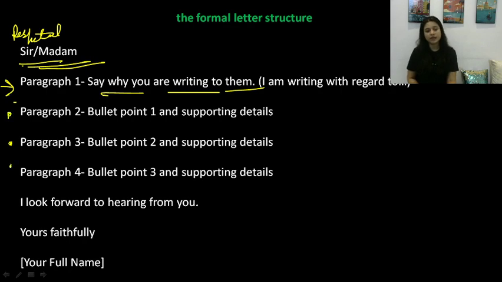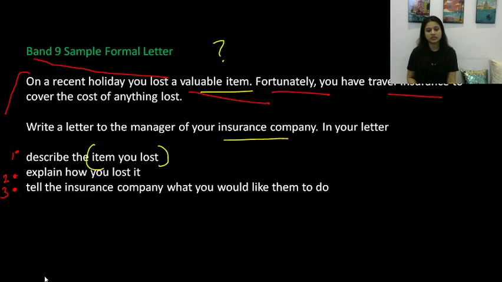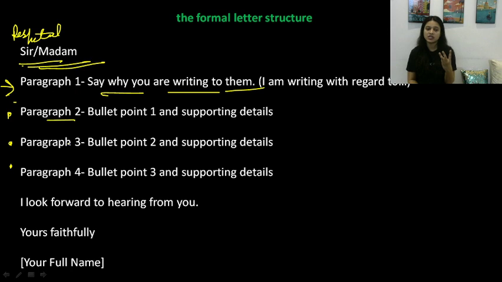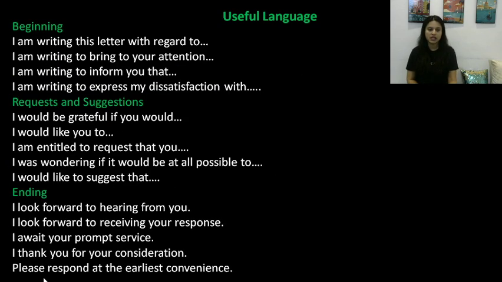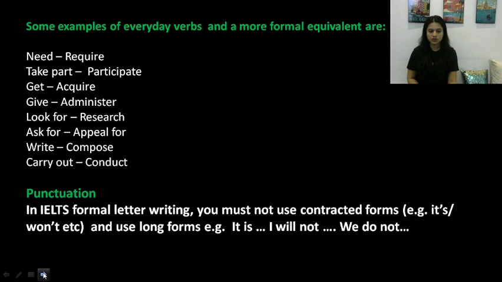Then the next 2-3 paragraphs will cover these bullet points that were given in the question. Describe the item, how you lost it, and tell the insurance company what you want to do. So these 3 things will be covered in 3 small paragraphs. After that, you finish it with a small conclusion like thank you, I hope to hear from you soon, kindly solve my problem, I'll be very thankful, etc. And then of course your closing statement, and you finish your letter. Yeah, and you sign off. Simple. Now, these are some useful language that will be effective, but we're going to come to that later.